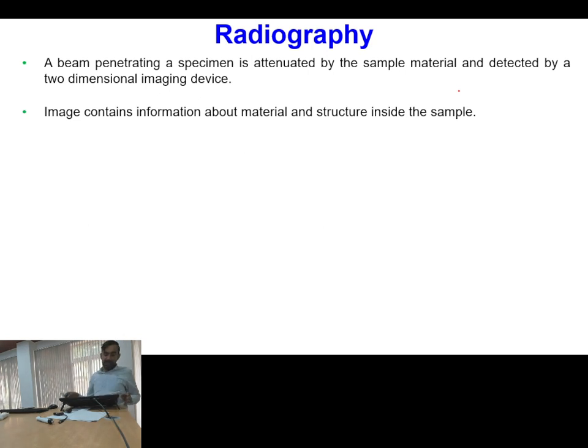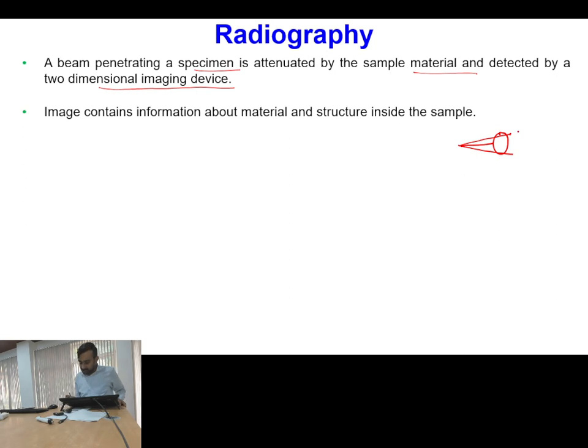Typically when a beam penetrates a specimen, it is attenuated by the sample material, and it is detected by a two-dimensional imaging device. So say I have given a beam, its intensity will be decreasing. And if I give a beam at a certain angle, instead of a single beam passing through this point, then my beam can cover most of the area of the pipe cross section.